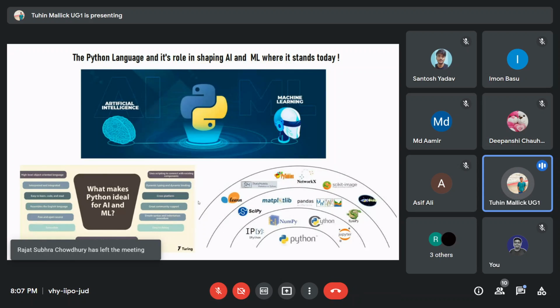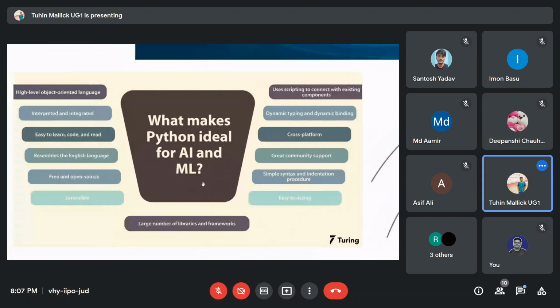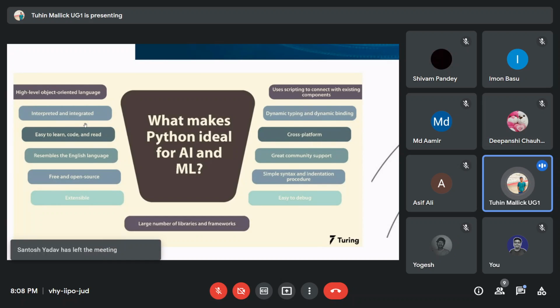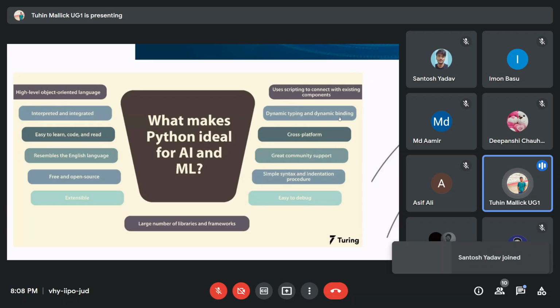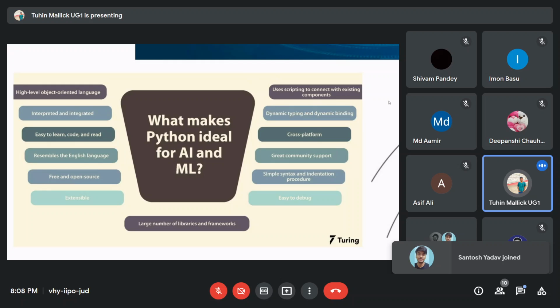What makes Python the best programming language for machine learning? Finally, if you see here, it is a high-level object-oriented language, interpreted and integrated, easy to learn, code and read because of its inbuilt functions and very less use of syntax lines and comments. It resembles the English language, is cross-platform, has dynamic typing and dynamic building, and uses scripting to connect with existing components. Yes, it is one of the big achievements of the Python language.